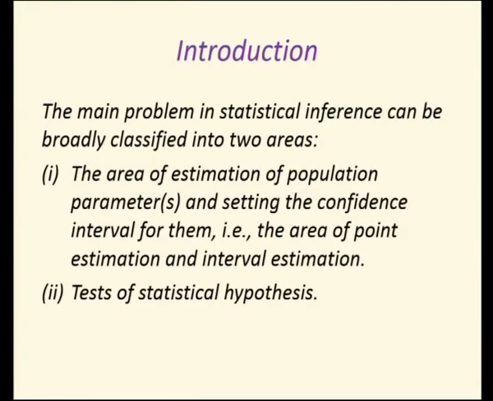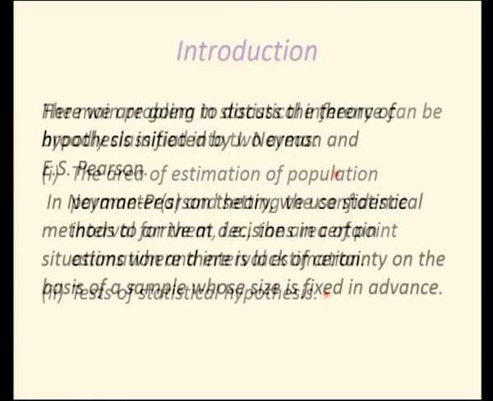So, here the main problem in statistical inferences can be broadly classified into 2 areas. One is the area of estimation of population parameters and setting the confidence interval for them, that is the area of point estimation and interval estimation, which we have discussed in our earlier classes. And second area is nothing but the test of statistical hypothesis, which we are going to discuss now.